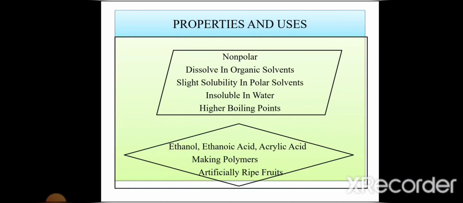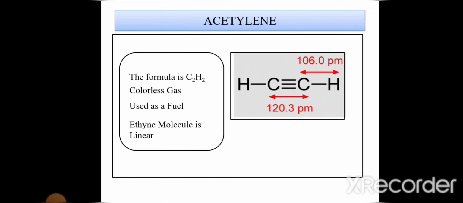Compared to alkanes and alkenes, alkynes have slightly higher boiling points. The uses of alkynes: the most common use of ethyne is for making organic compounds like ethanol, ethanoic acid, acrylic acid, etc. It is also used for making polymers and their starting materials. Ethyne is used for preparing many organic solvents. Alkynes are also commonly used to artificially ripen fruits. The simplest example is acetylene.